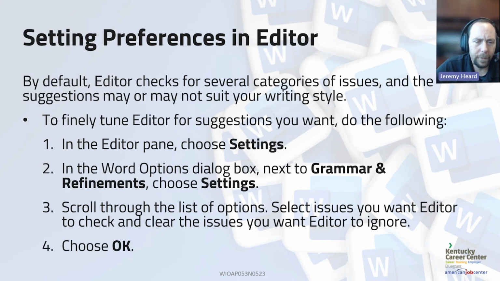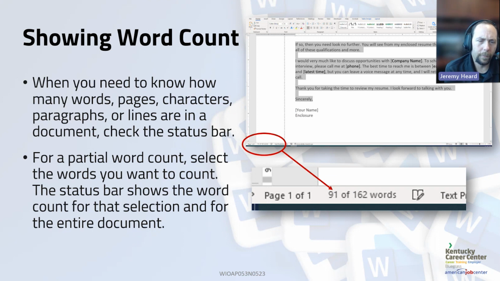You can go into Editor and you can set all these preferences, choosing settings in the Editor pane, and you can choose which categories you want to look at, and choose how stringently it follows all of those rules. In Word, you can also find a word counter down at the bottom in the toolbar.